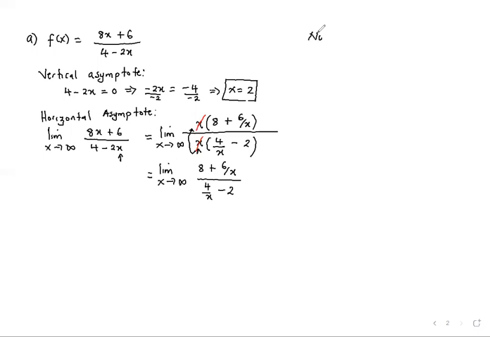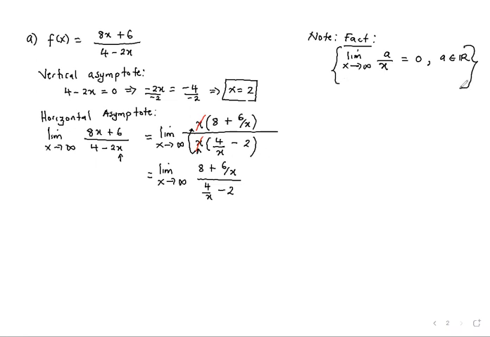Then note that we have this fact here, that the limit as x goes to infinity of any number a over x is equal to 0, where a is any real number. That limit there is equal to 0. So we use this fact here.